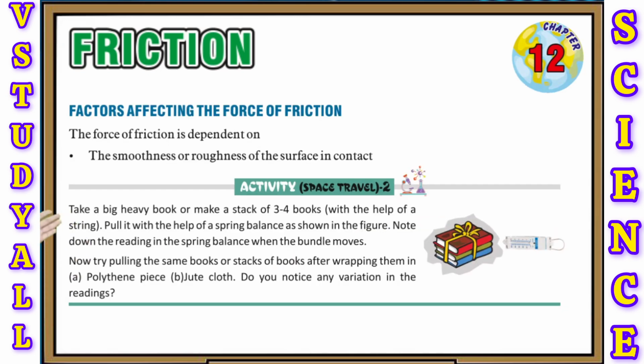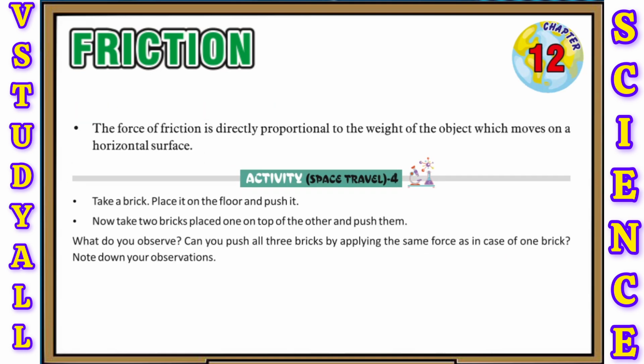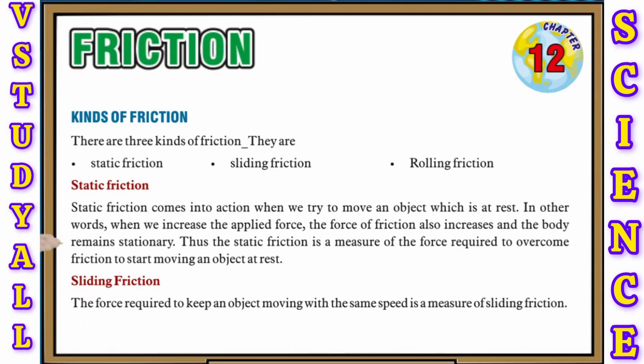So now let's see the factors affecting the force of friction. The force of friction depends on, first, the smoothness or roughness of the surfaces in contact, and second, the force of friction is directly proportional to the weight of the object which moves on a horizontal surface. So now let's see the kinds of friction. There are three kinds of friction. They are static friction, sliding friction and rolling friction. So first we will see static friction.